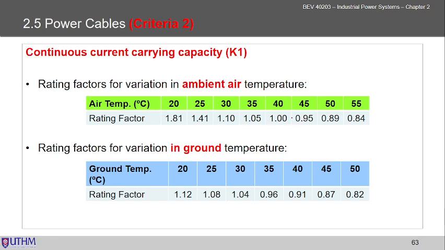Once the K1 value is decreasing, that means our power cable is derating. If it is more than 1, that is okay, no problem. But if it is less than 1, that means less. Starting from 40 degrees Celsius here, 1, and 45 is 0.95, and 50 is 0.89. Now the cable is experiencing derating. That means it reduces the performance of the current carrying capacity. For example, if at 1 the current carrying capacity is 400 ampere, then at 0.89 it is 0.89 multiplied by 400 ampere, so it is less than 400 ampere. So that is the meaning.